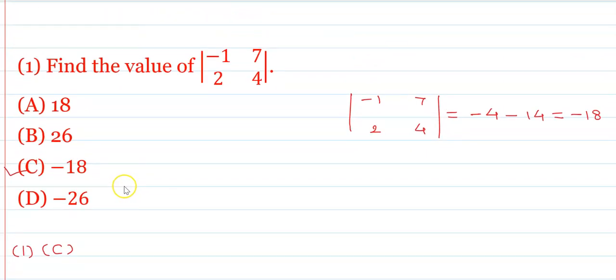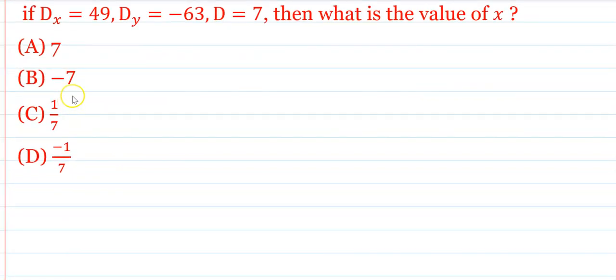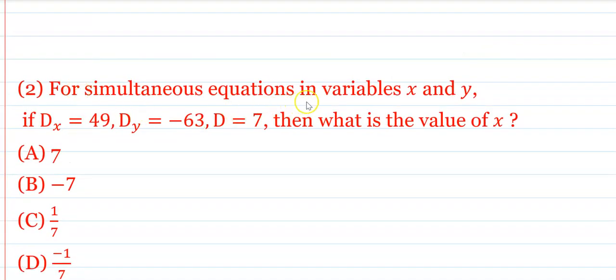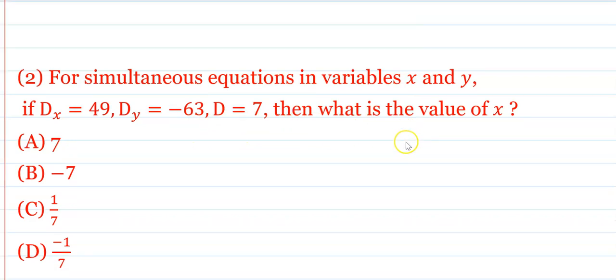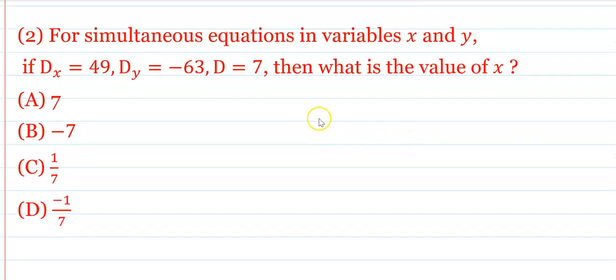Okay, now the next question. For simultaneous equations in the variables x and y, if Dx is 49, Dy is -63, D is 7, then what is the value of x? x ची value या ठिकाणी आपल्याला find out करायची.